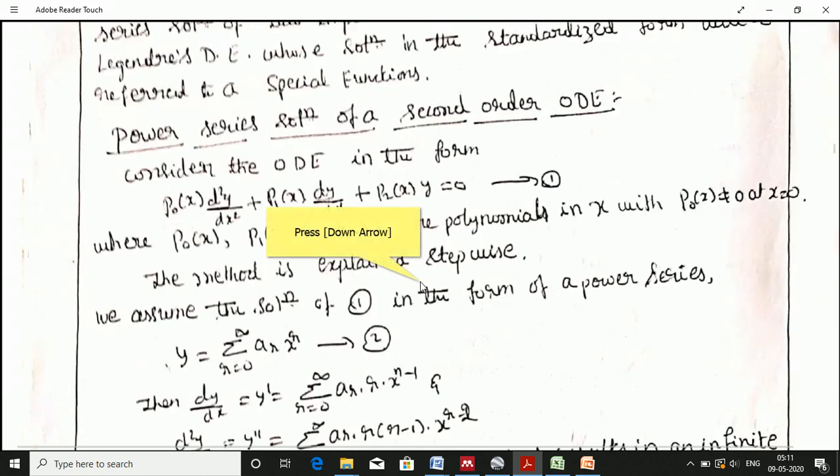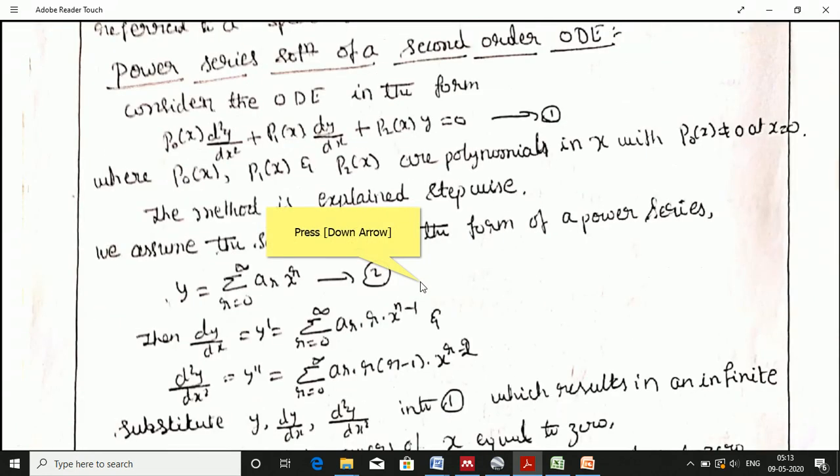order ordinary differential equation. Consider a second order ordinary differential equation in the form P0(x) d²y/dx² + P1(x) dy/dx + P2(x) y = 0. The highest order derivative is the second order derivative, hence it is second order, and it is equal to 0, hence it is a homogeneous second order ordinary differential equation.